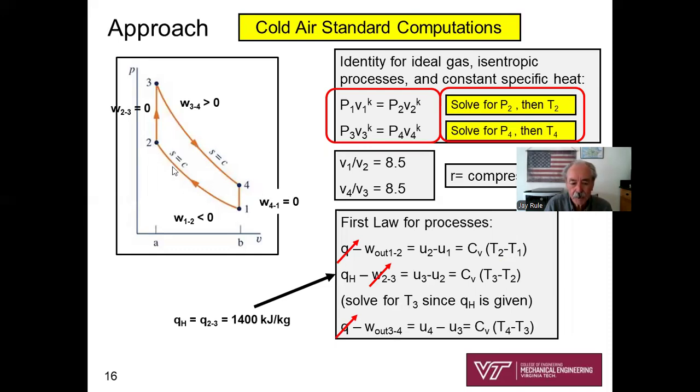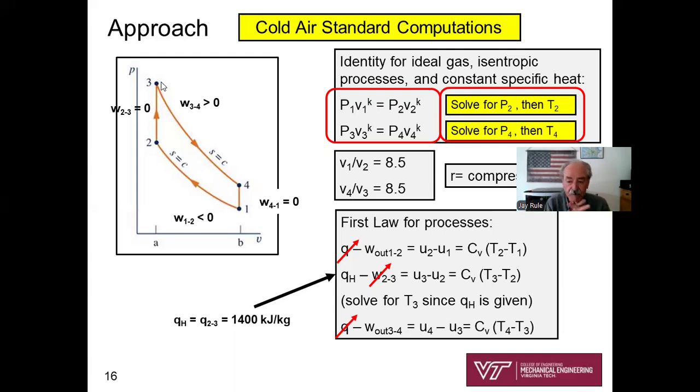Now, we know that process 1 to 2 is reversible and adiabatic, so we will use P1V1 to the K equals P2V2 to the K. You can see what's given and what's not known. We can solve for P2, and once we've got P2, we can use the ideal gas law to find T2. Then we'll use the first law to figure out what T3 is, and we'll go from there.